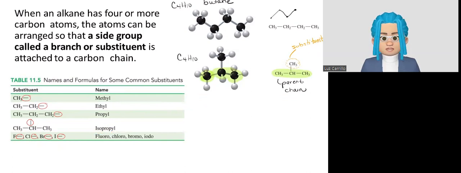Lastly, as you can see, halogen atoms can also be substituents. So if we have a fluorine as a substituent, that is called a fluoro group. If we have a chlorine as a substituent, that is known as a chloro group. If we have a bromine as a substituent, that is called a bromo group. And lastly, if we have an iodine as a substituent, that is called an iodo group.